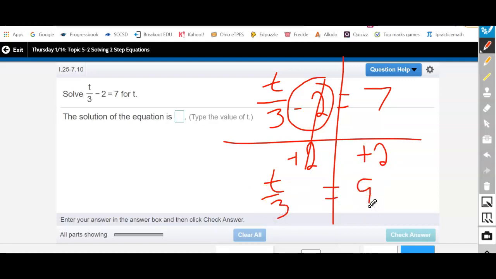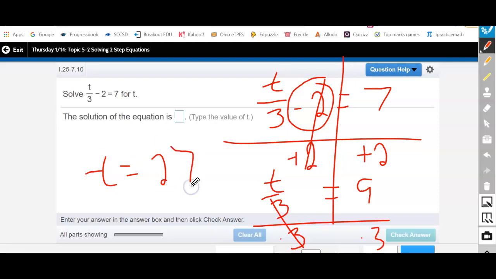Now t over 3 means t divided by 3. So what we want to do is multiply both sides by 3, because that cancels out my division. Leaves me with t on the left. 9 times 3 on the right is 27.